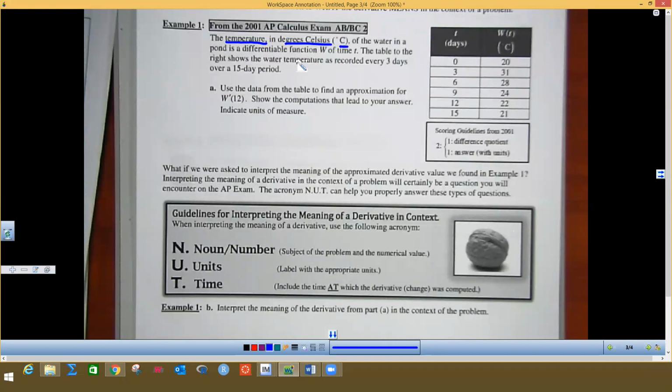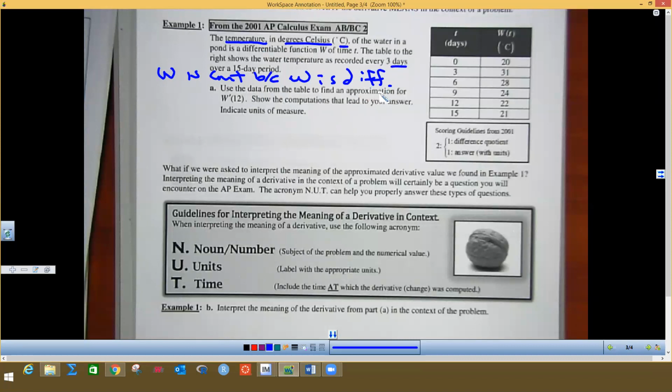So we know it's continuous. As soon as they said C is differentiable, as a function of W, we need to say W is continuous because W is differentiable. We want to write that, even though it's not needed on this problem, it's needed on a different one. The table to the right shows water temperature as recorded every 3 days over a 15-day period. So we need to notice that we're talking days.